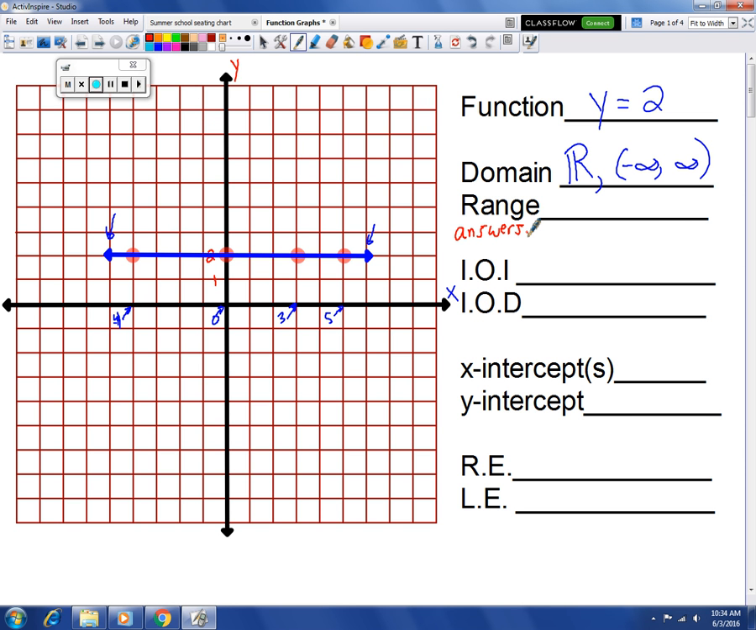Well, when I substitute in a 3, I get out 2. When I substitute a 5, I get a 2. When I substitute a 0, I get a 2. No matter what I substitute into this function, I get an answer of 2. So the range is just a single number. The range is just a 2 in this case. That's not typical of linear equations. It's only when we have horizontal lines that we get a range of just a single number, but it can happen.